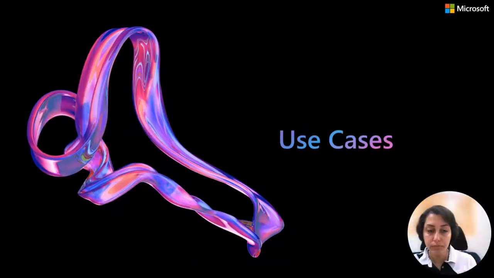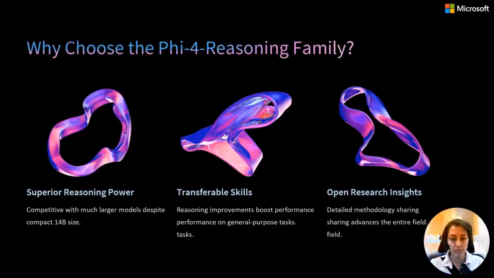Now let's take a look at the use cases given all of the benchmarks that we've seen so far. And the reason why we think FIFO reasoning is really amenable to use is the fact that it's competitive with much larger models despite being only 14 billion parameters in size, which makes them super efficient and compact to do inference. And we've also noticed a lot of transferable skills, where reasoning not only improves in the domains that we've targeted with our training data, but we also saw improvements on out-of-domain tasks and also general purpose tasks. And we've shared all of our methodology through a technical report that we think will help advance the entire field and help boost that research and development.